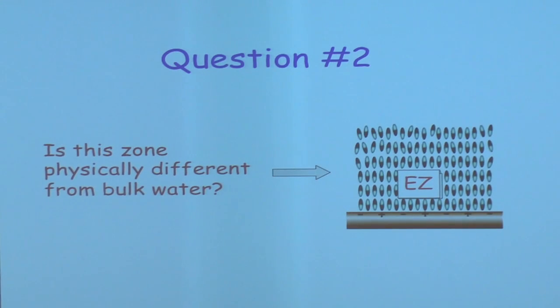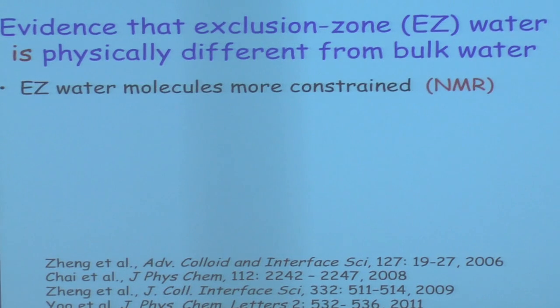Now, okay, question 2: is the zone that we're talking about really water, or is it something different, with properties different from water? And I want to present to you the evidence that it's indeed different from water. I'm not going to go through the evidence in detail, although I'll go through one piece of evidence in detail, because otherwise I'd use up the whole hour. But I'm just going to list these, and it's all published.